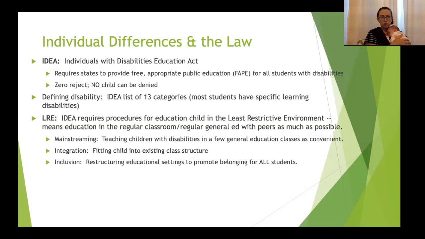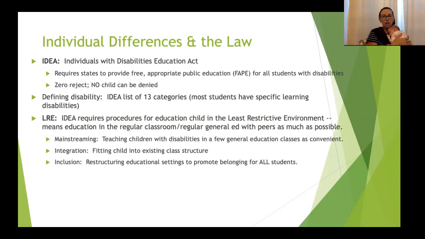So most of you have heard of IDEA. We really like our acronyms in education. The Individuals with Disabilities Education Act. This requires that we provide a free and appropriate education, we call it FAPE, for all students with disabilities. Zero reject means no student can be denied. If they have a need, they're covered under this federally. It's a legal mandate. When it comes to defining disability, IDEA lists 3 different categories. Those are listed in your text, so I'm not going to list them off here.